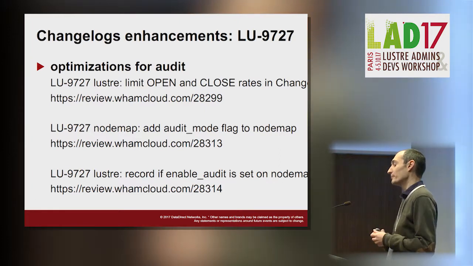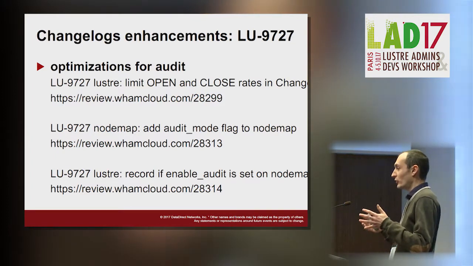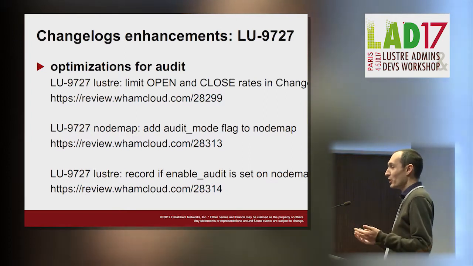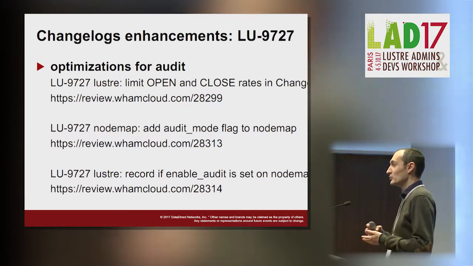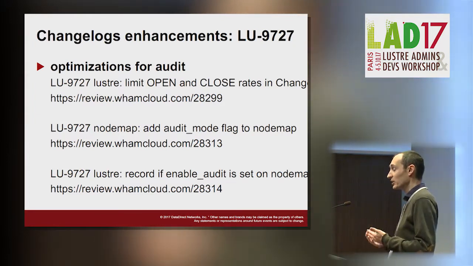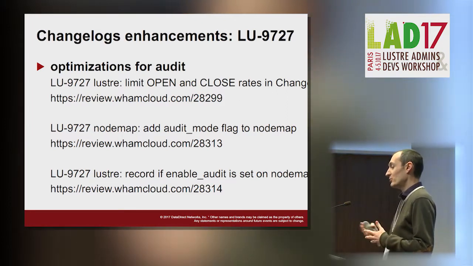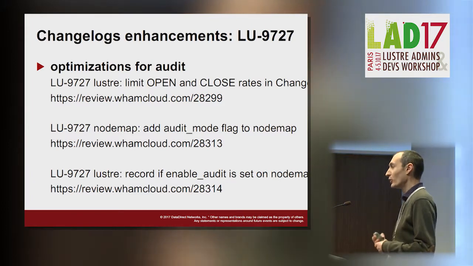thousands of MPI processes, and all those processes would open the same file for read in order to read, I don't know, some header information. In this case, that would mean you would have thousands of similar changelog entries for open and for close. So we have implemented a mechanism to limit the number of occurrences.